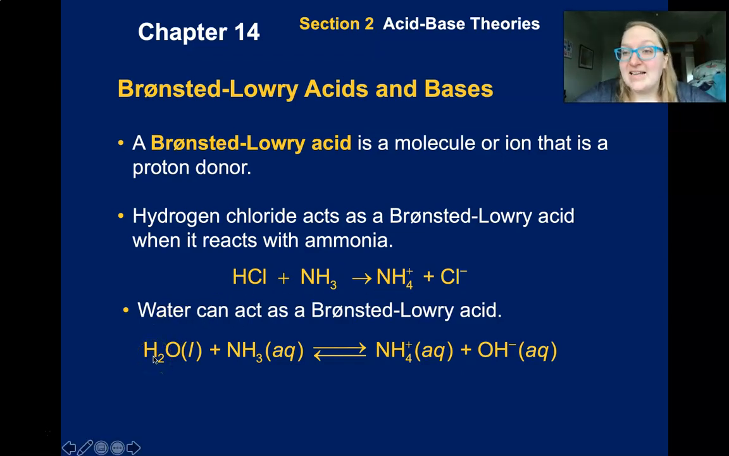Water can also act as a Bronsted-Lowry acid, and water is special because water can act as either the acid or the base. But in this case, water acts as the acid because NH3 is the base. So water will act as either the acid or the base depending on what it's added to. If water is added to a base, then it acts like an acid. If water is added to an acid, then it acts like a base. And we'll see an example here in a second. But for now, H2O is going to give up one of its hydrogens, one of its protons, to NH3 to form NH4+, and it leaves behind an OH group.